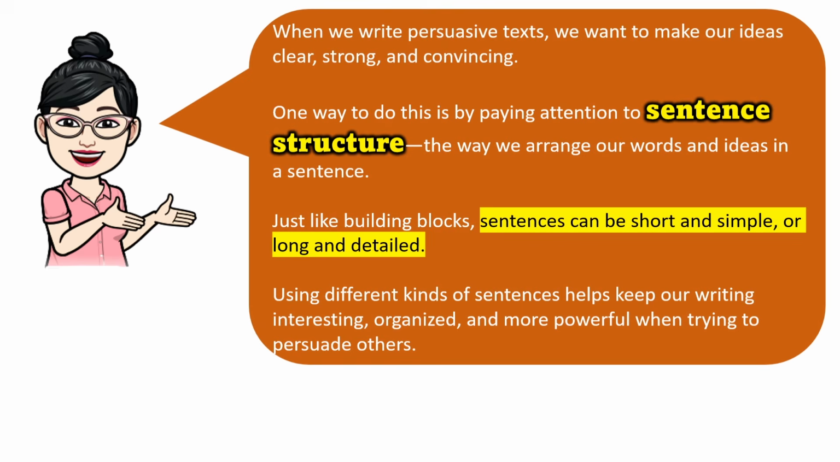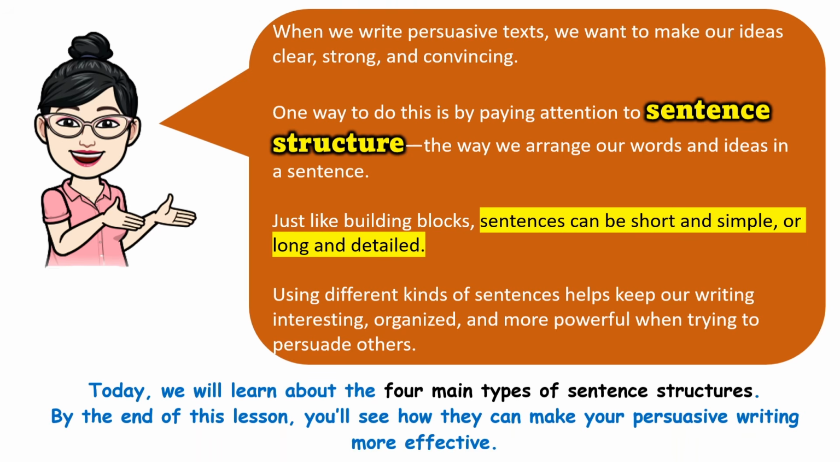When we write persuasive text, we want to make our ideas clear, strong, and convincing. One way to do this is by paying attention to sentence structure, the way we arrange our words and ideas in a sentence. Just like building blocks, sentences can be short and simple or long and detailed. Using different kinds of sentences helps keep our writing interesting, organized, and more powerful when trying to persuade others.